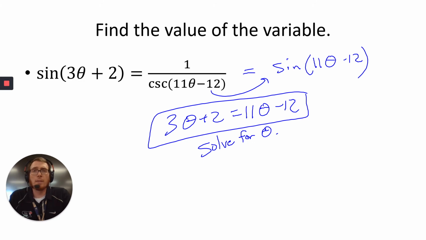The next question is a really easy algebra question as long as you understand the reciprocal nature of things. This question says sine of something is the same as 1 over cosecant. Well, if you understand the reciprocal identities, 1 over cosecant is the same as sine. So that essentially means that these two inside pieces, 3 theta plus 2, is the same as 11 theta minus 12. Remember, theta represents an angle in most cases, especially in trigonometry.